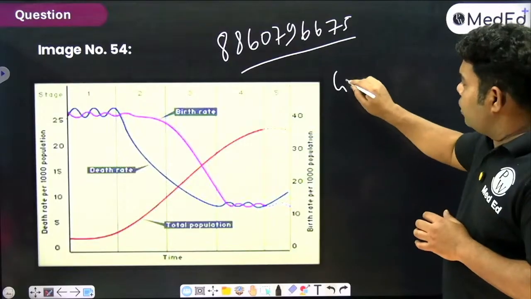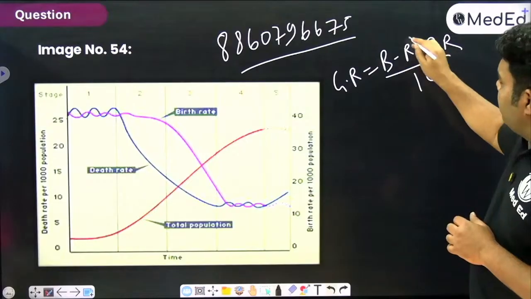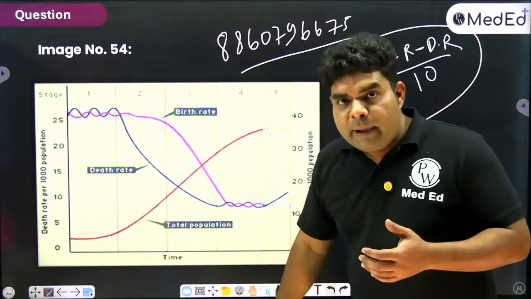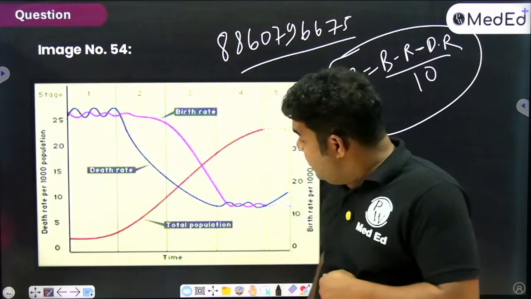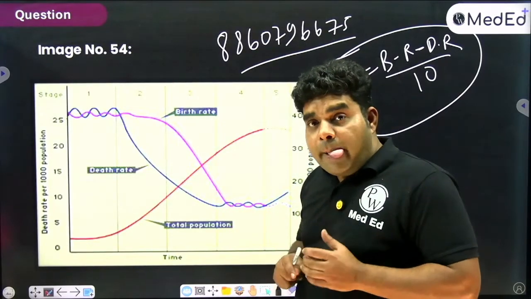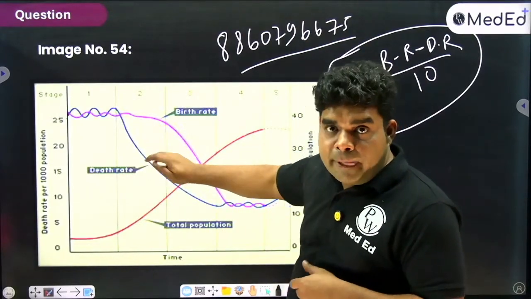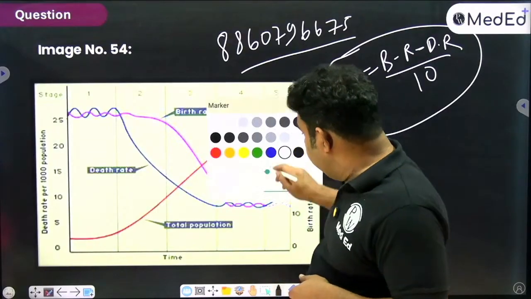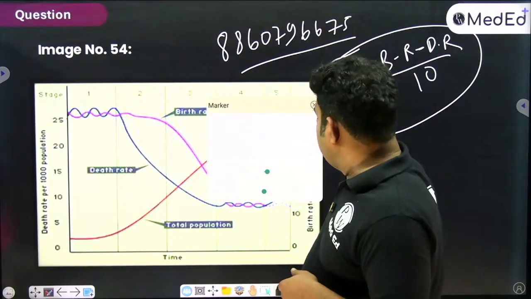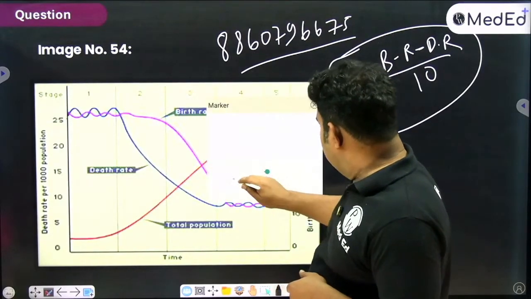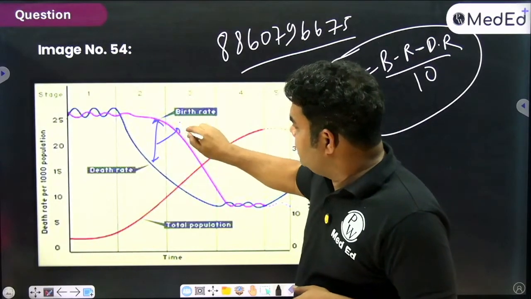So remember, growth rate is birth rate minus death rate divided by 10. Why do we divide by 10? Because birth rate and death rate are per 1000. Growth rate is a percentage value, it is per 100. So to remove that extra 0, we divide by 10. The question they ask from here is, which part of this demographic cycle has maximum growth rate? It is maximum in the late half of the second phase. If you see here, this late part of the second phase has maximum growth rate.